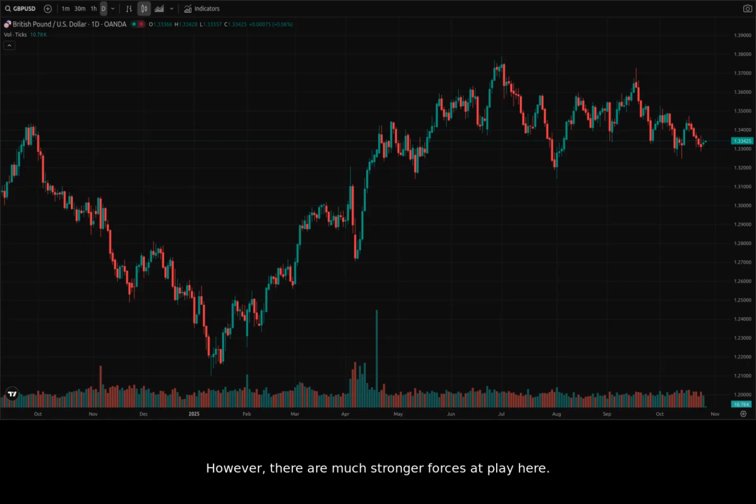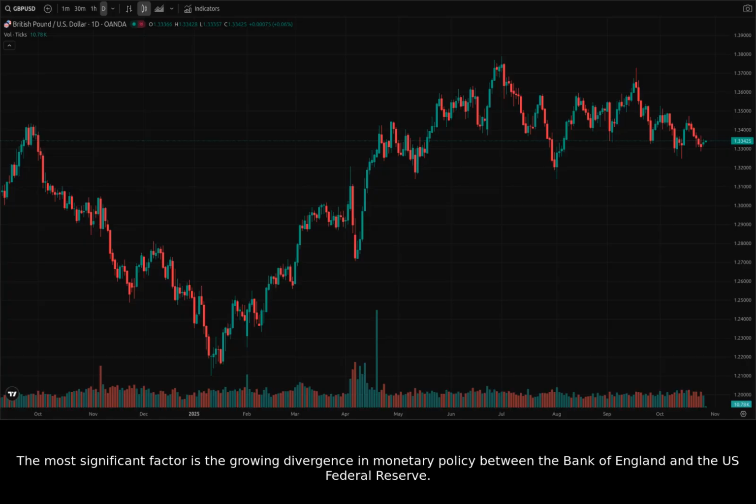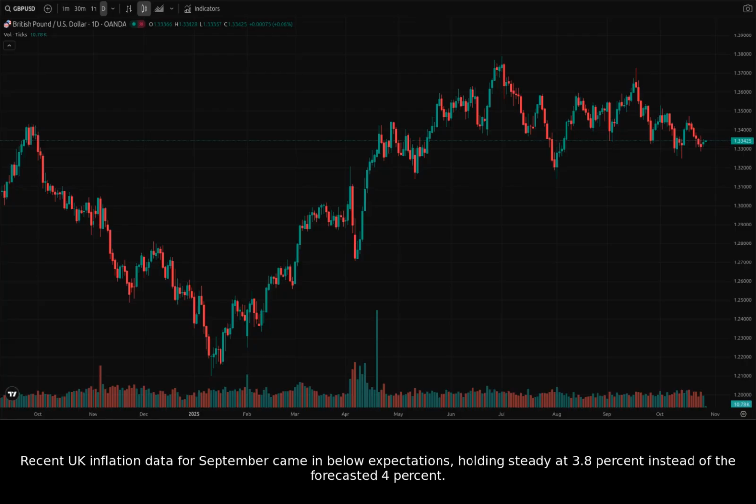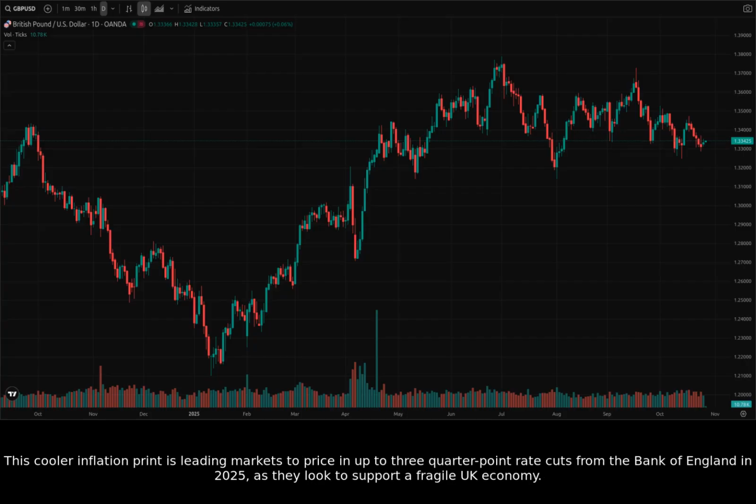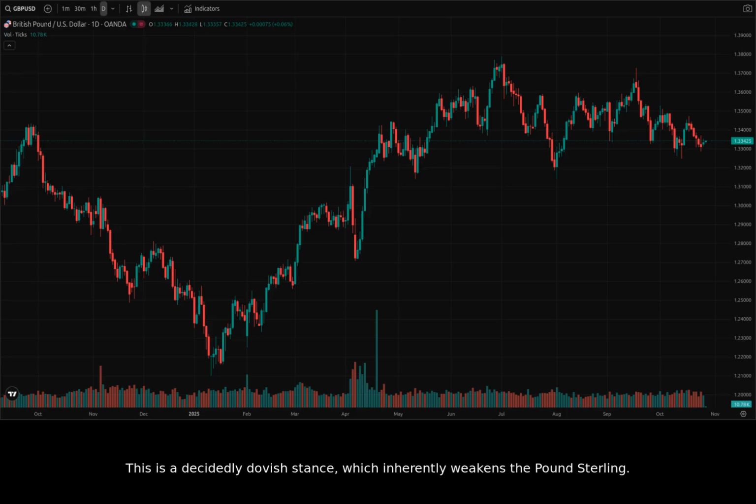However, there are much stronger forces at play here. The most significant factor is the growing divergence in monetary policy between the Bank of England and the US Federal Reserve. Recent UK inflation data for September came in below expectations, holding steady at 3.8% instead of the forecasted 4%. This cooler inflation print is leading markets to price in up to three quarter-point rate cuts from the Bank of England in 2025 as they look to support a fragile UK economy. This is a decidedly dovish stance, which inherently weakens the pound sterling.